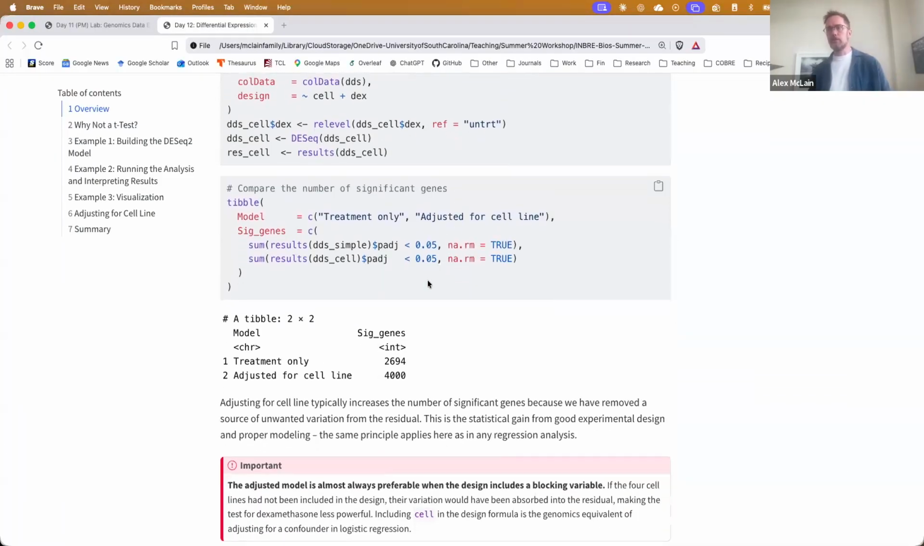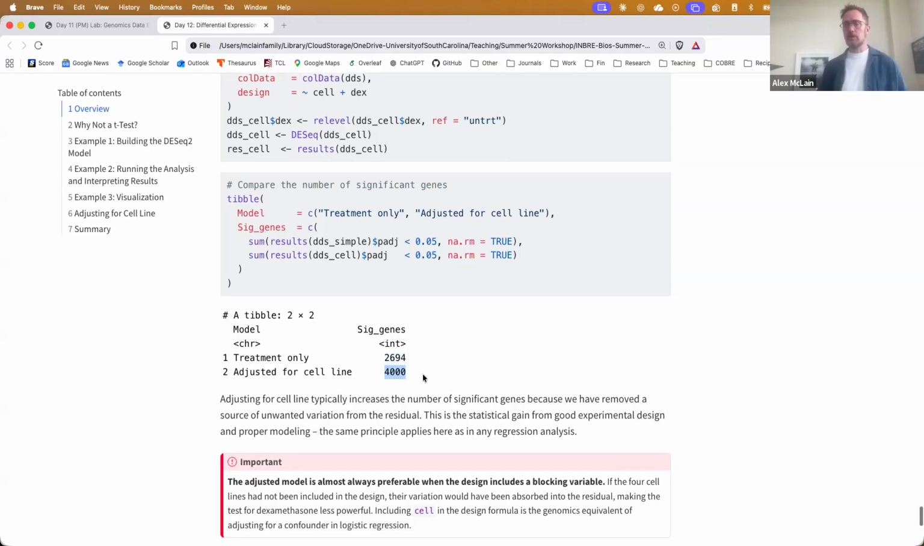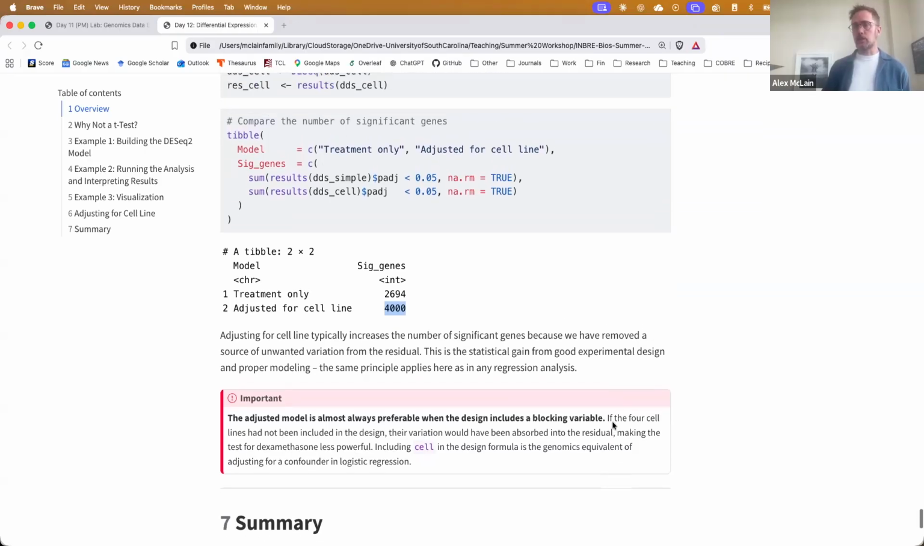Compare the number of significant genes. So in the simple analysis, there are 2,700 significant genes. When we adjust for cell line, that number increases to 4,000. So adjusting for cell line typically increases the number of significant genes because we've removed a source of unwanted variation from the residuals. This is the statistical gain from good experimental design and proper modeling. So the same principle applies here as in any regression analysis.